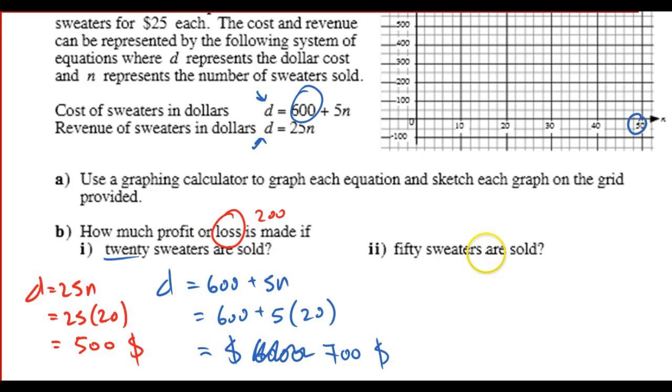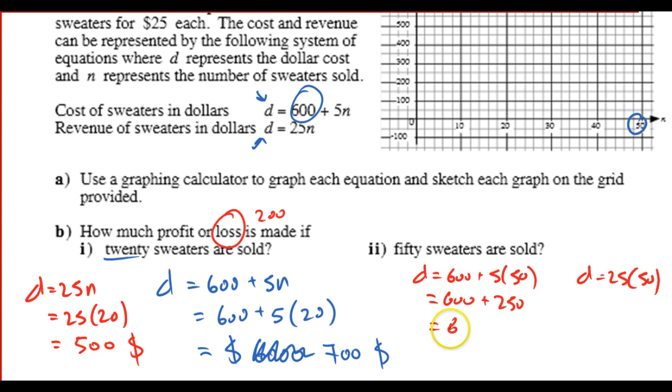And then if 50 sweaters are sold, so again, I'm going to put in a 50 here. So this is the cost, 600 plus 5 times 50, and then D equals 25 times 50, so that would be the revenue. Again, the cost here would be 600 plus 250, so the cost would be 850. All right, and then how much money I make here, that's $1,250. So this time I make a profit of $400. So that's what happens when I sell 50 sweaters.